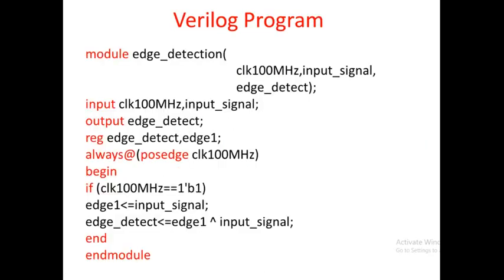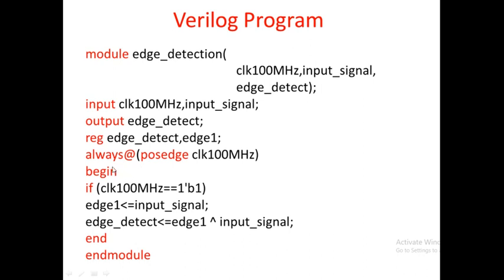The module has inputs: one is the clock, a 100 megahertz clock signal, and another is the input signal. That input signal we are going to detect by using the master clock, the 100 megahertz clock. The output is edge_detect. The inputs as well as the output which we are specifying here, this is the inputs and this is our output. And another register also we have created.